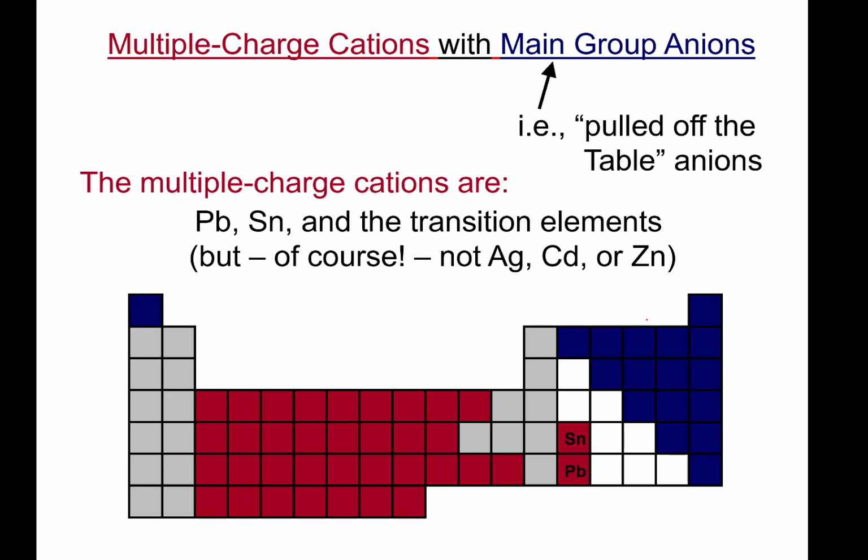Notice we're not including silver, cadmium, or zinc, because silver is always +1, cadmium and zinc are always +2. Right now we're talking about cations that can have multiple charges. Silver, cadmium, and zinc do not have multiple charges. They only have a single charge, whether it's +1 or +2, but they don't have multiple charges.